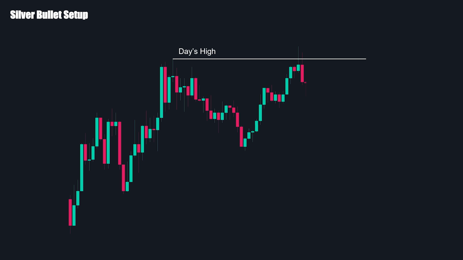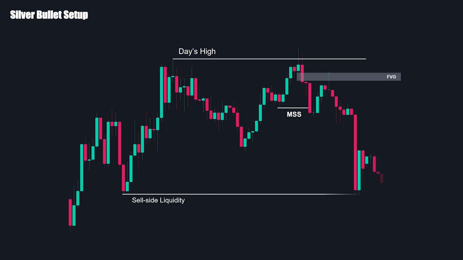Next, we wait for a bearish market structure shift, which signals a possible reversal to the downside. This confirms that the bullish move is ending, and sellers are taking control. At this point, we look for a fair value gap as the best area to enter a short trade.